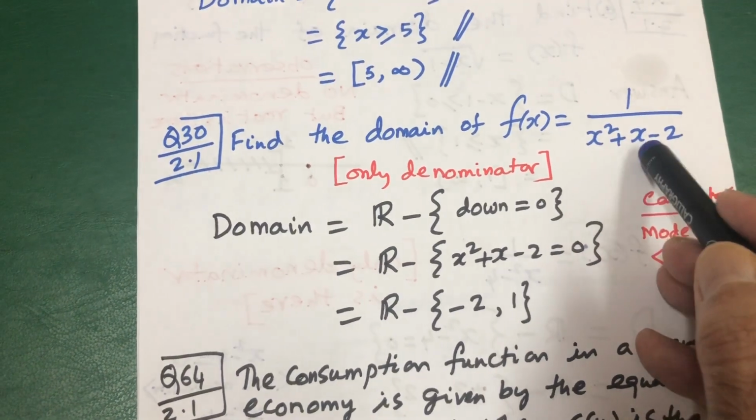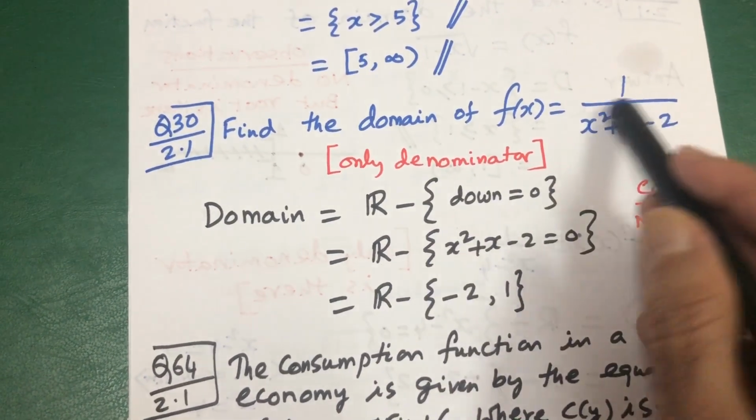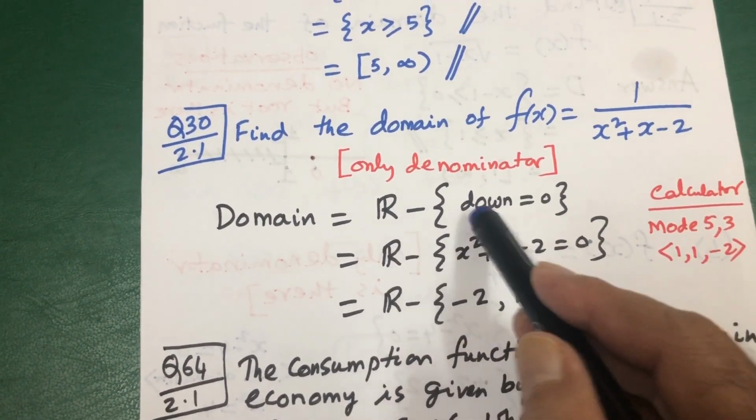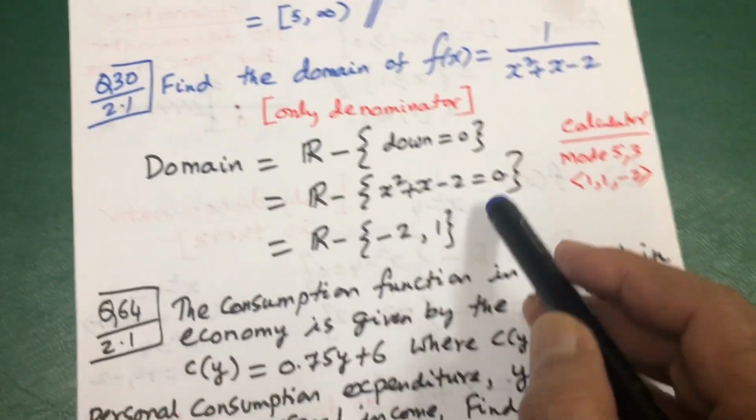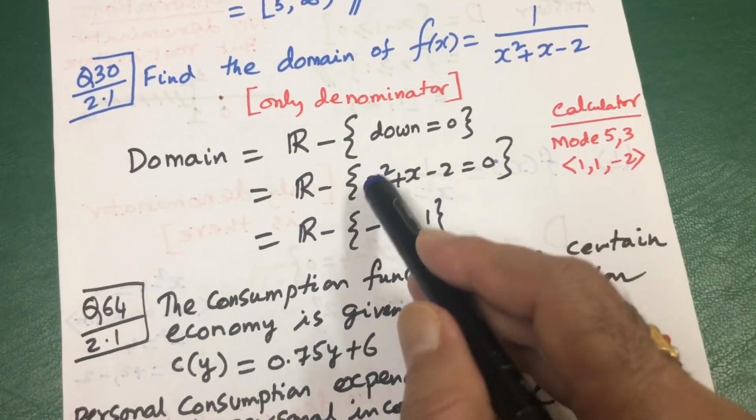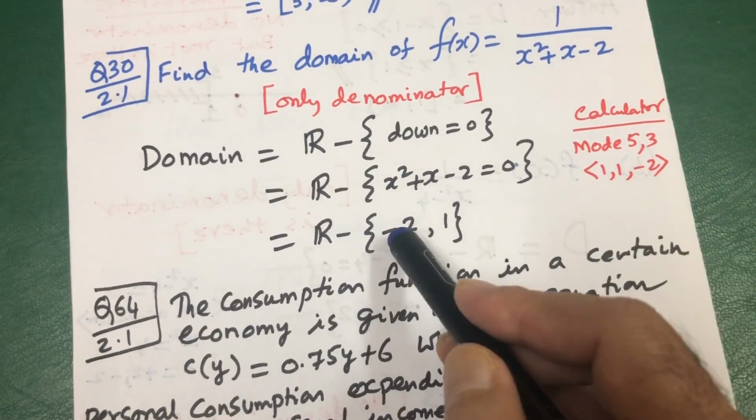Here only denominator is there. Remove the denominator. So R minus the denominator is not equal to 0. So use calculator, mod 5 3. This is 1 1 minus 2. You get these 2 values.